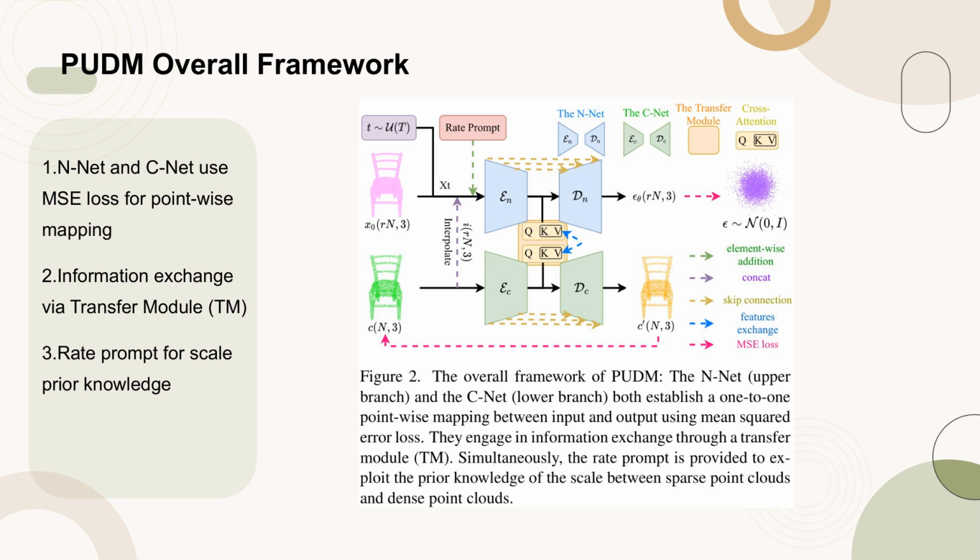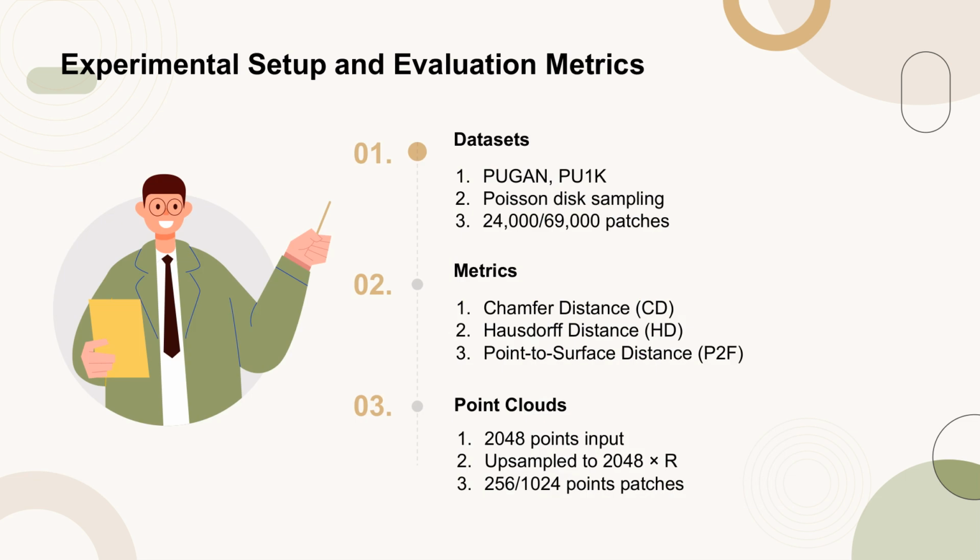Additionally, the rate prompt is provided to exploit the prior knowledge of the scale between sparse point clouds and dense point clouds, ensuring that the upsampling process is both efficient and effective. The experiments utilize two public benchmarks, PUGIN and PU1K, for evaluation. These datasets are processed using Poisson disk sampling to generate uniform patches for training.